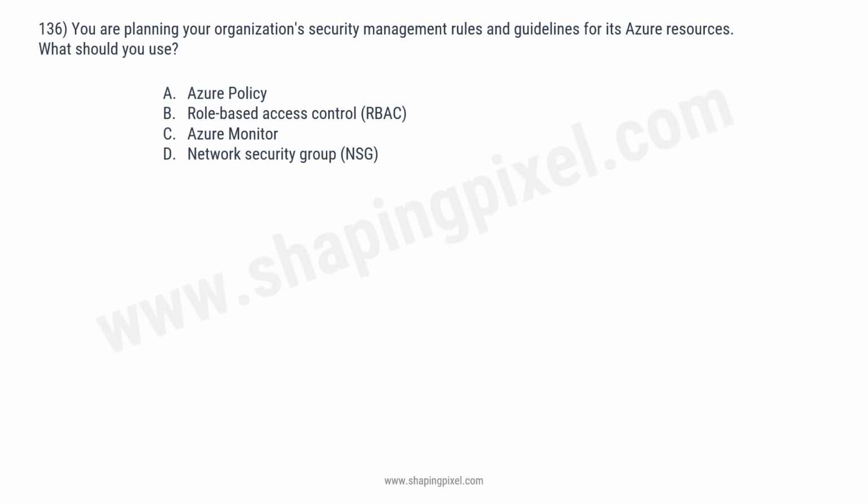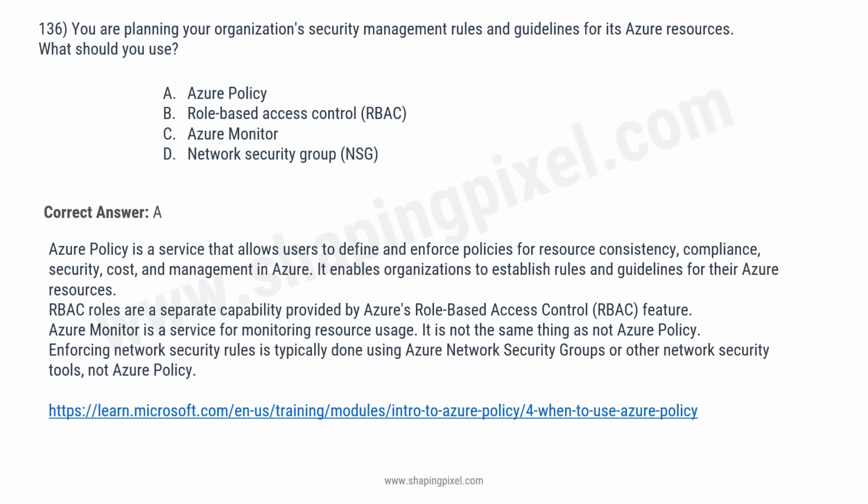Question number 136. You're planning your organization security management rules and guidelines for its Azure resources. What should you use? And the options are Azure Policy, Role-Based Access Control, Azure Monitor, Network Security Group. So the right answer here is option A, Azure Policy.